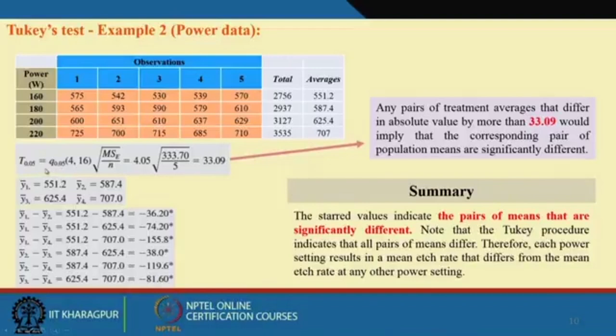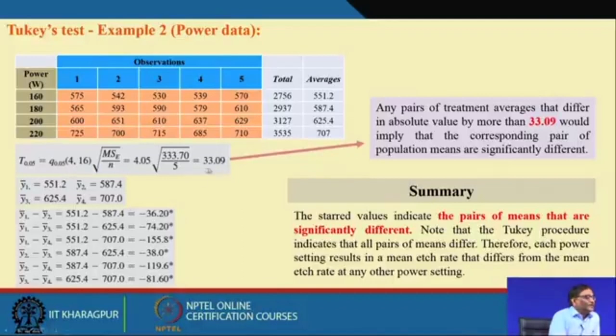Now, see here. We found the T alpha value, which is q 0.05, 4, 16, and this value is 33.09. Now, when we compare all the means, you see that for all the 6 pairs, the first one is minus 36.20, the second one is minus 74.20, like this. If you see the absolute values for all these, none of them is less than 33.09; all are more than the threshold value. So, it says that there are significant differences in means, which is proven by the overall test. From the pairwise test also it is further confirmed.